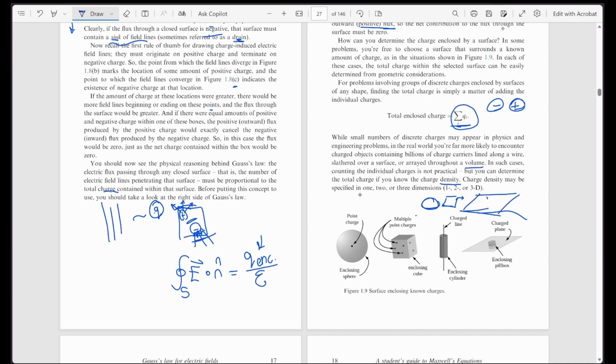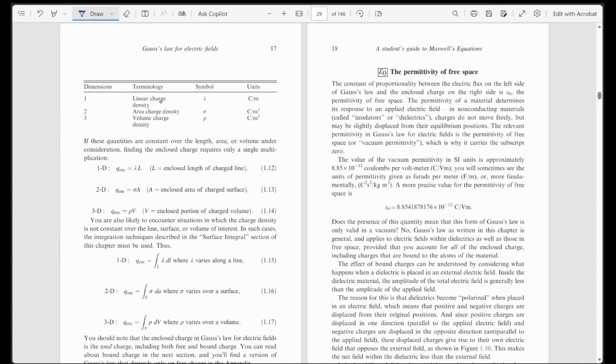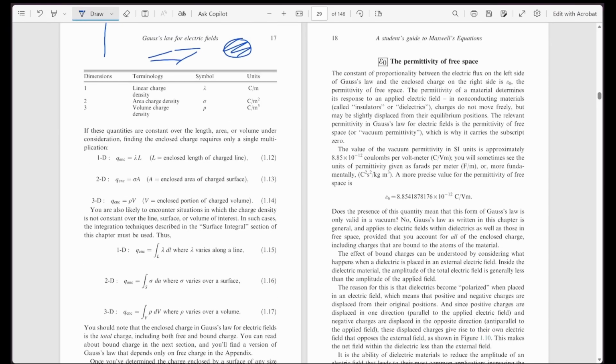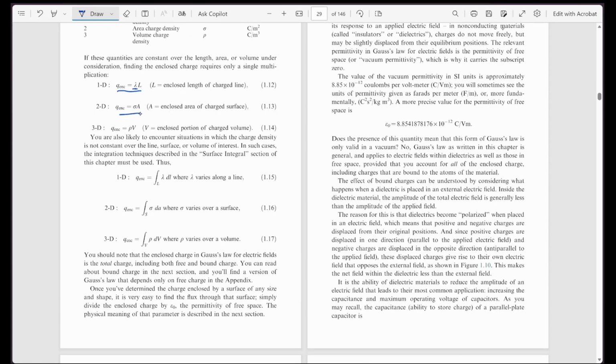Charge density may be specified in 1, 2, or 3 dimensions. So here are just some examples. Charges could be on a line, on a surface, or in a volume. It could tell us a specific number of charges, for example, charges per meter, or charge per meter squared, or charge per meter cubed. If these quantities are constant over the length, area, or volume under consideration, finding enclosed charge requires only a single multiplication. So to find the total charge on a line, we'll just multiply how many charges per meter times the total length, and we'll do the same for area or volume.